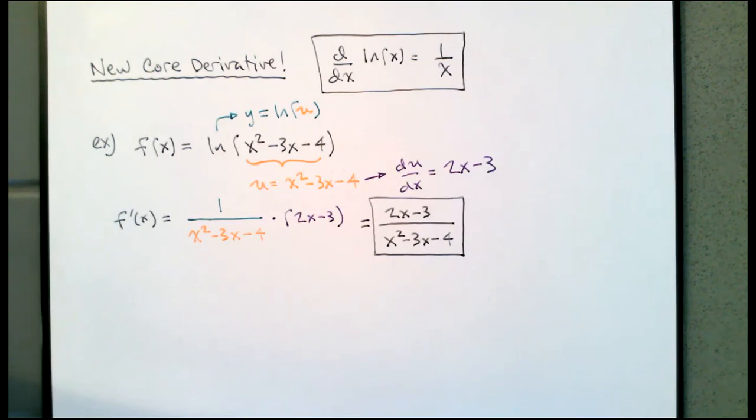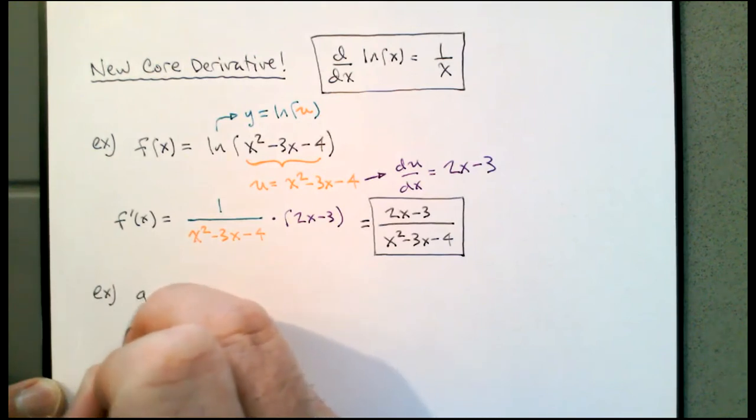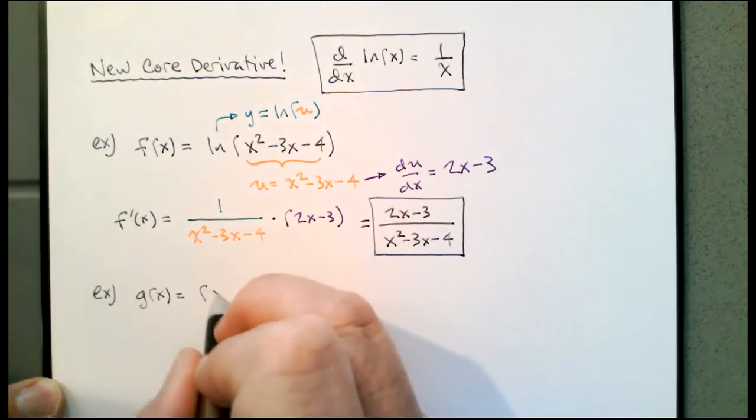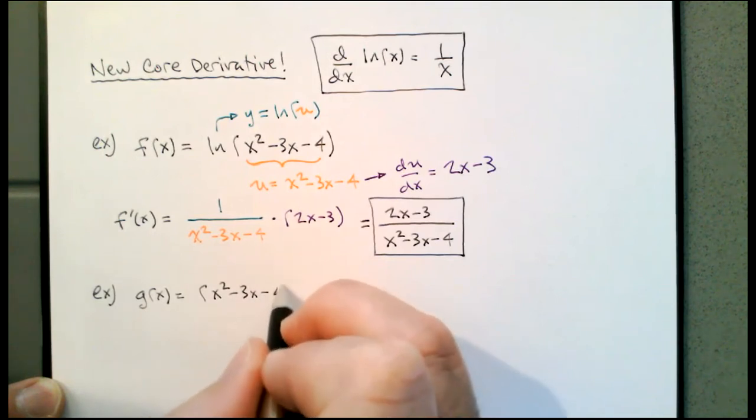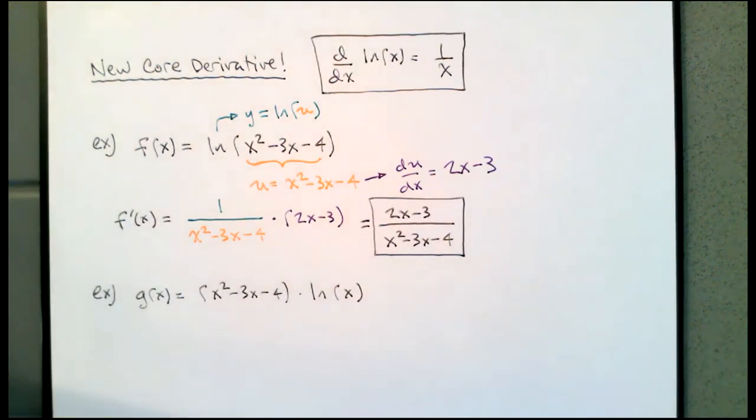Now, if we do the same thing that we did yesterday, and I just start moving things around, let's suppose that g of x is x squared minus 3x minus 4 times the natural log of x. Now, when we think about what happens to x in this problem, first x gets squared, we subtract 3 times x, then subtract 4, and hold that result to the side while we take x into the other part of the function, find the natural log, and then multiply the two results. So this tells us that we're doing a product rule.